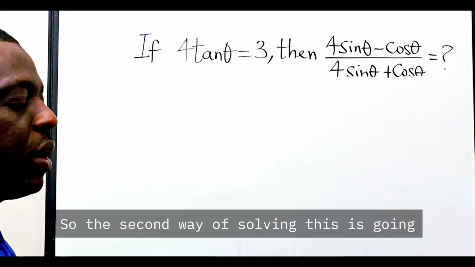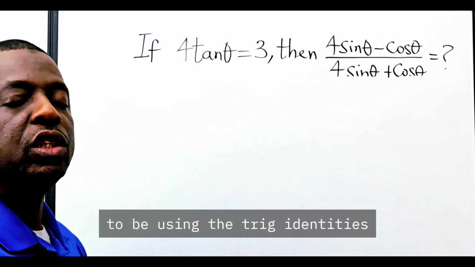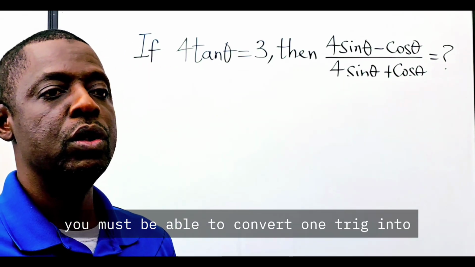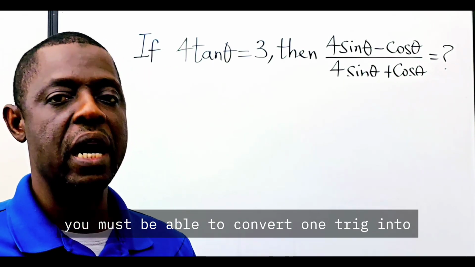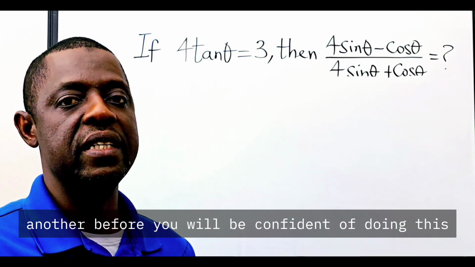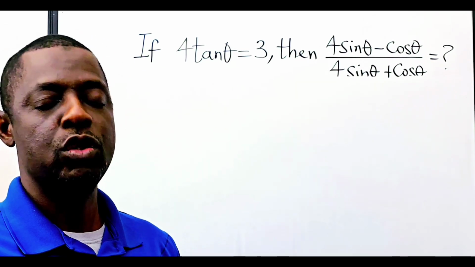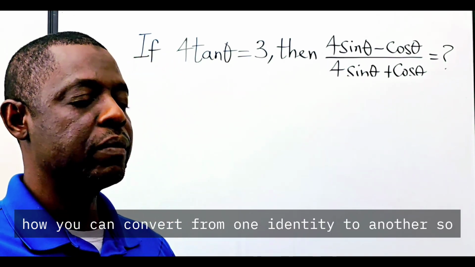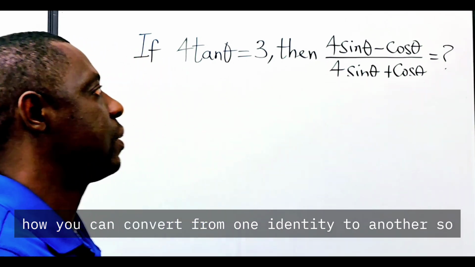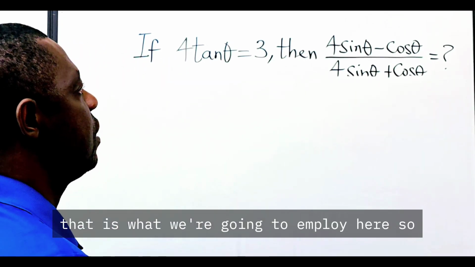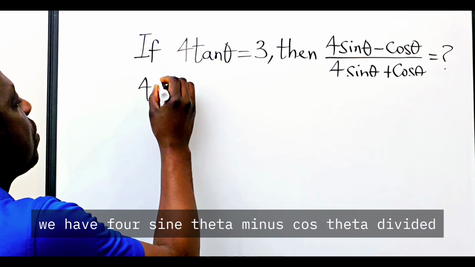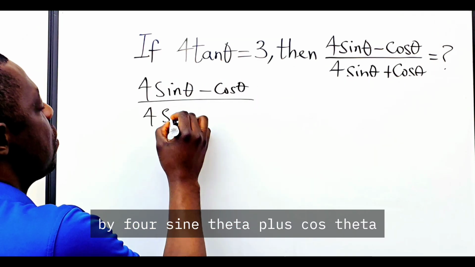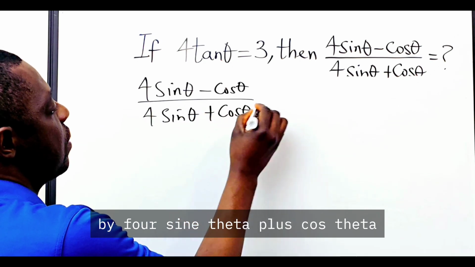So the second way of solving this is going to be using the trig identities. Also, you must be able to convert one trig into another before you will be confident of doing this. You should be confident of doing this by the time you know how you can convert from one identity to another. So that is what we're going to employ here. So we have (4 sine theta minus cos theta) divided by (4 sine theta plus cos theta).